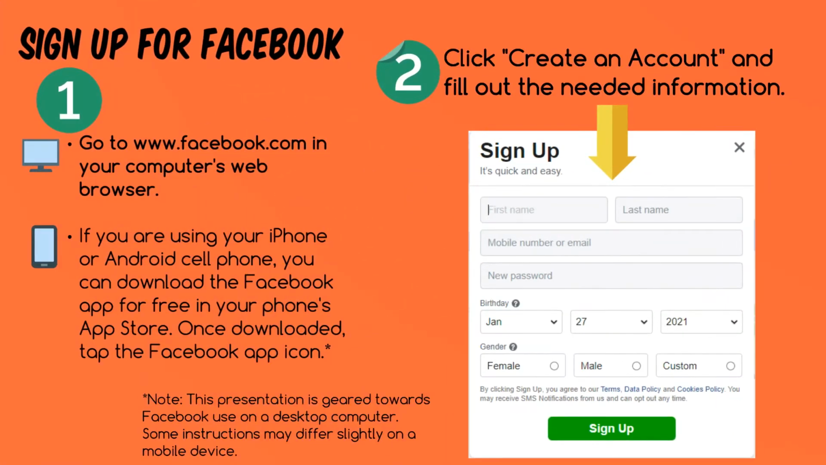So getting started. For signing up for Facebook, the first thing you want to do is go to their website, www.facebook.com, in your computer's web browser. You can also download the app on your phone. However, I would like to note that this presentation is geared towards Facebook use on a desktop computer, so some of these instructions may differ if you are on a mobile device. So first thing we're going to do after going to the website is click Create an Account and fill out the needed information.